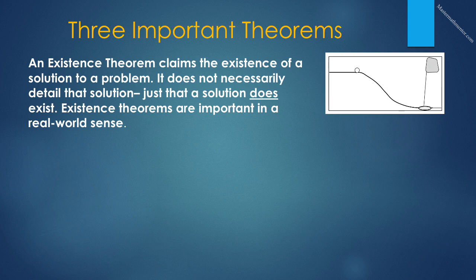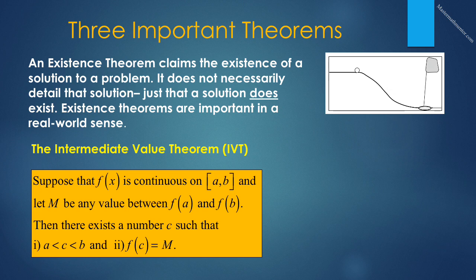Our first existence theorem is called the intermediate value theorem, or IVT. You may have learned this in pre-calculus. It states this: suppose that f of x is continuous on the closed interval [a, b], and let m be any value between f of a and f of b. Then there exists a number c such that c is between a and b, and f of c is equal to m.